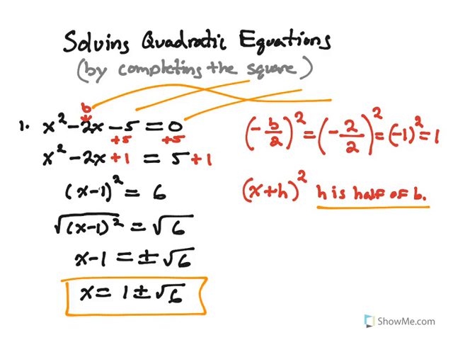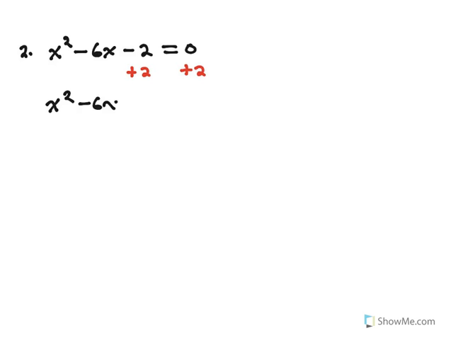Let's do a couple more examples. So let's say we had x squared minus 6x minus 2 equals 0. The first step is to move the 2 over to the right side. And then we're just left with x squared minus 6x. We're going to leave some space, and then 0 and 2 is 2. So remember the formula.